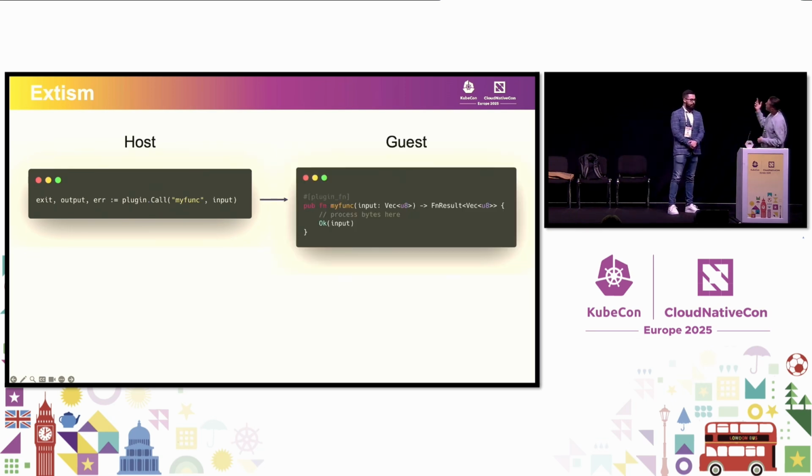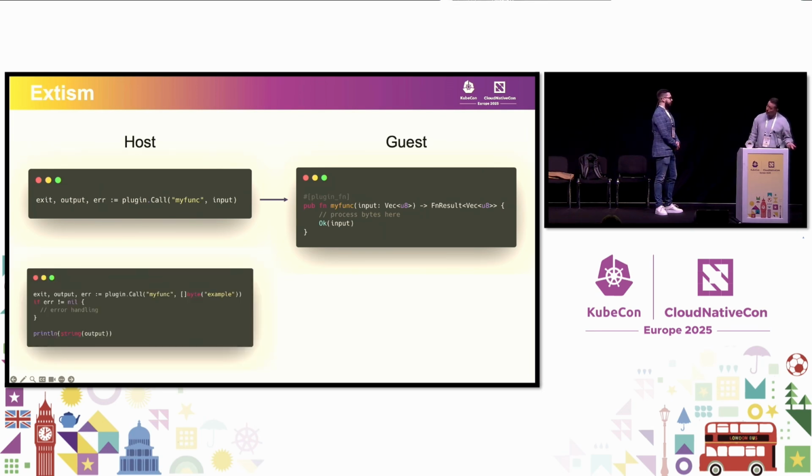In this case, I chose Rust, but as I said, it works with many programming languages. This is using the PDK. It's got that nice plugin_fn macro, and so you end up just getting inputs, bytes in, bytes out. Pretty cool. We can probably do something better.